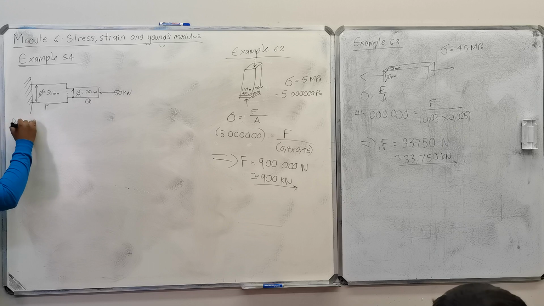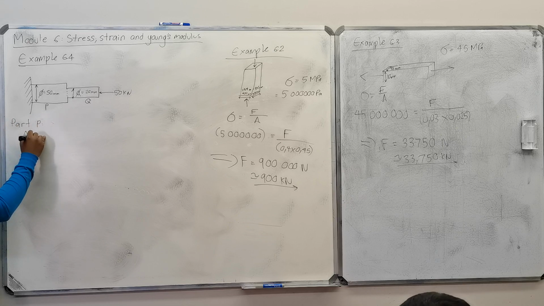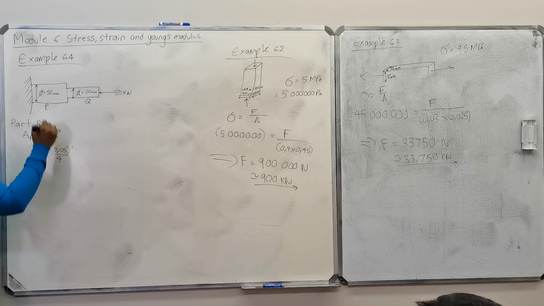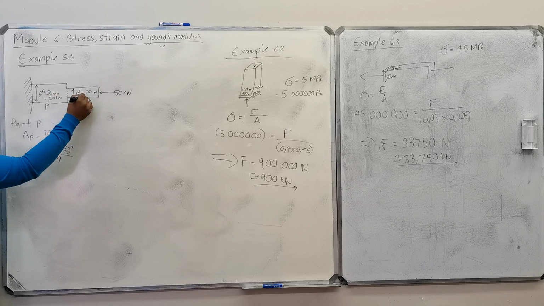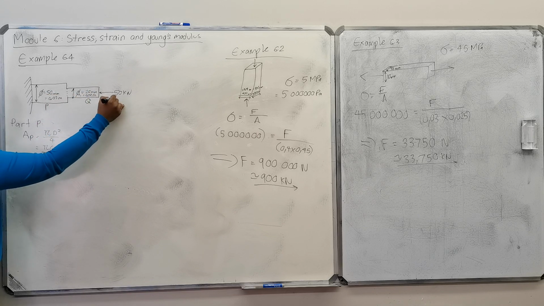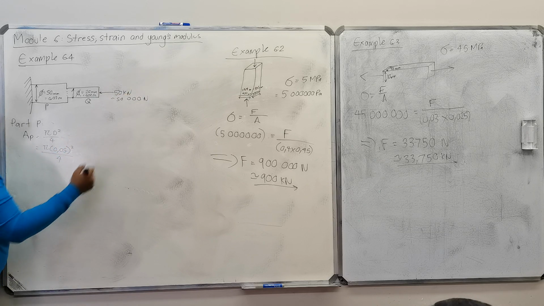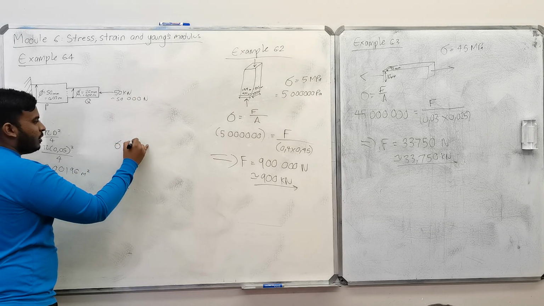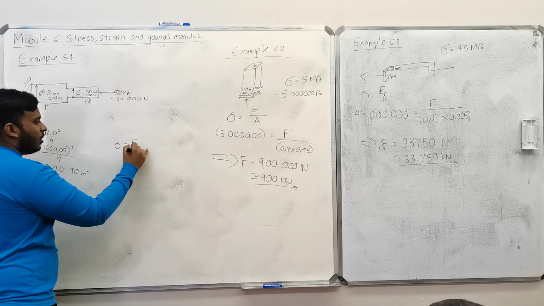So you'll see for part P, the area of P is equal to pi d squared over 4. This area is equal to pi times 0.05 squared all over 4, because this is 0.05 meters. That gives 0.00196. Right? That's the area.